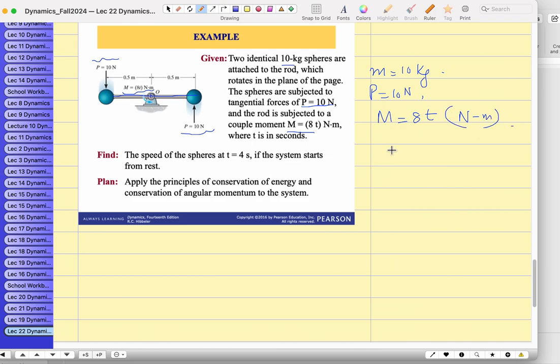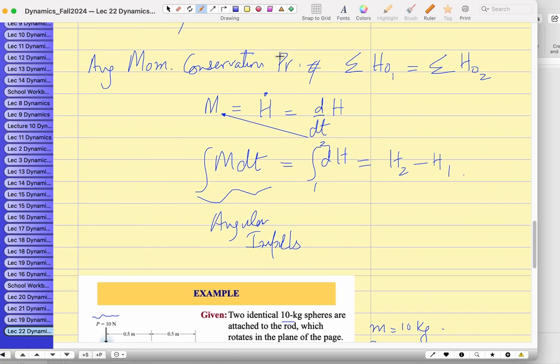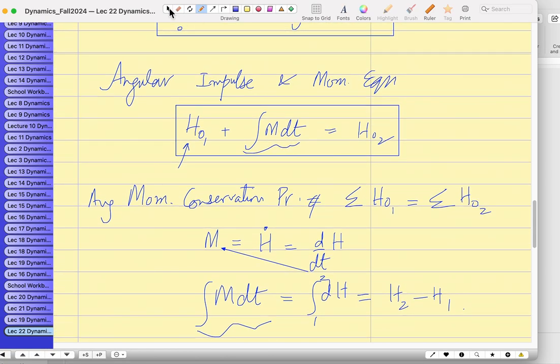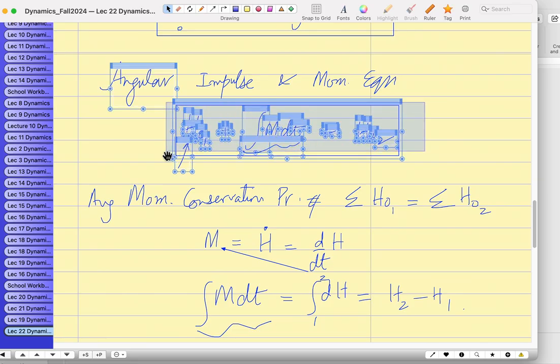As you know, the unit of torque or moment is joules, and T is in seconds. So find the speed of the spheres at time T equals 4 seconds, and they start their motion from rest. I'm going to take this equation and solve this problem for you.